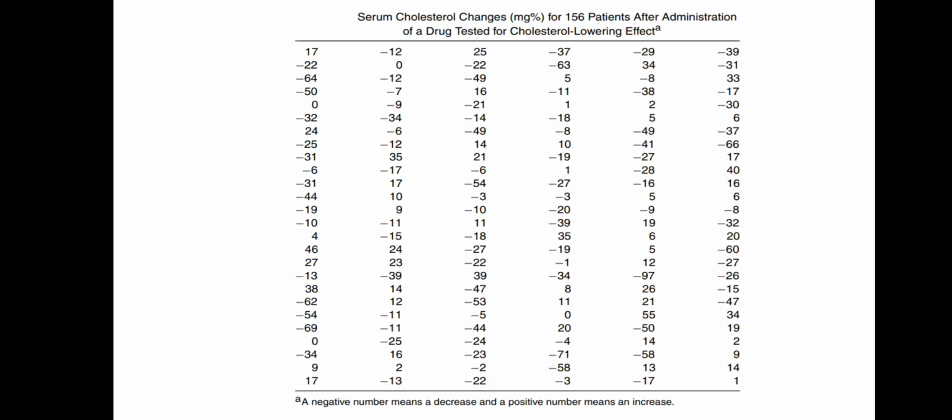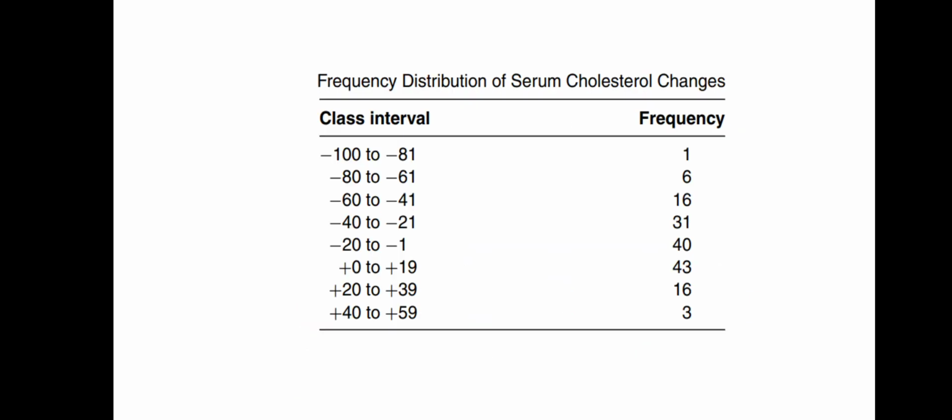Next, here is another example, an example of grouped frequency distribution. Here you can see a table that shows serum cholesterol changes resulting from the administration of a cholesterol lowering agent to a group of 156 patients. The data are presented in the order in which results were reported from the clinic. So basically this is raw data where we cannot judge anything regarding the drug. Now this table shows the frequency, or number of occurrences, of the values that fall into various class intervals of the serum cholesterol changes.